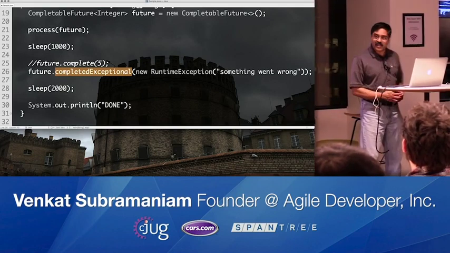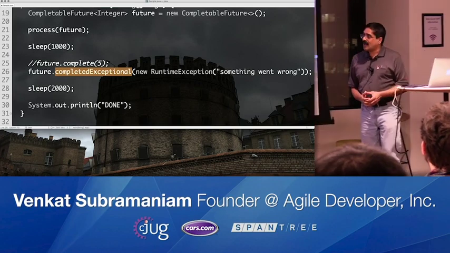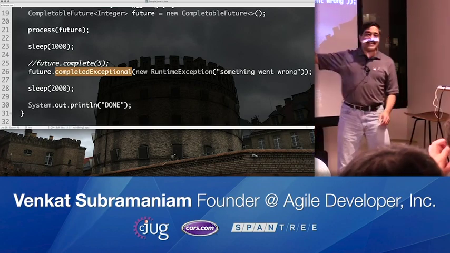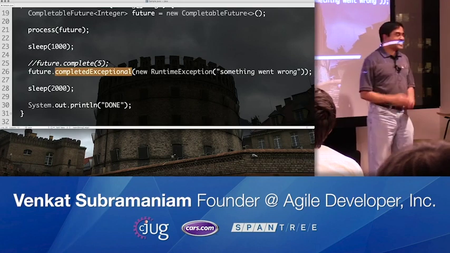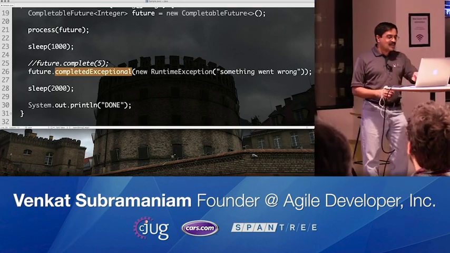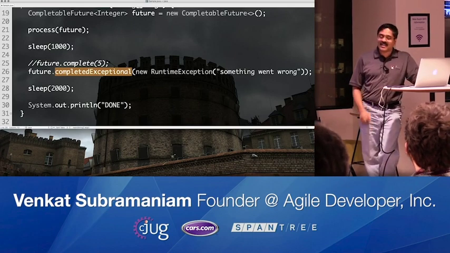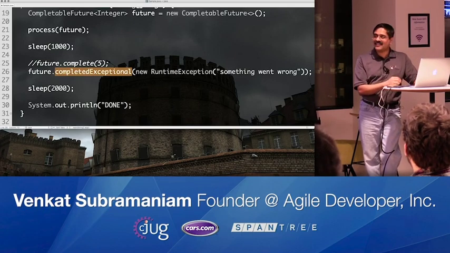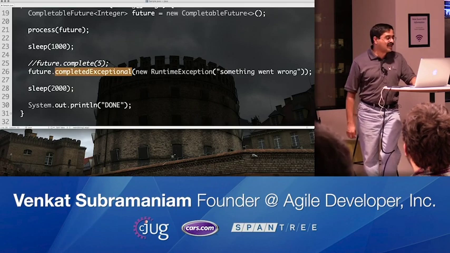The boss comes to you and says, "How are things going?" And you tell the boss, "I completed it exceptionally." And the rest of your team will understand what you're saying, right? So, beautiful method name. That's what I say these days. When they ask, how's it going? I say, completed exceptionally. And then the programmers around me know exactly how things went.